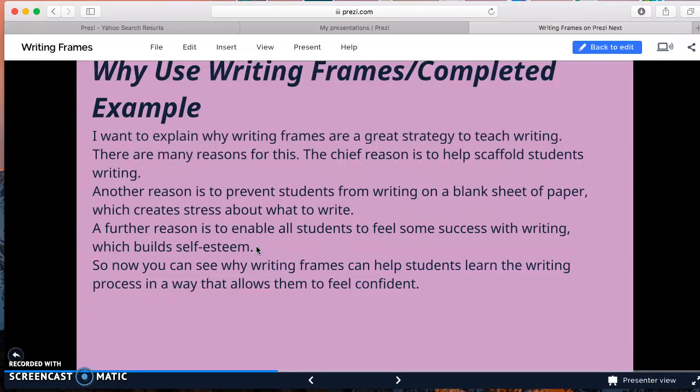So now you can see why writing frames can help students learn the writing process in a way that allows them to feel confident." I can honestly say that using this writing frame actually helped me better understand why it's important to use writing frames. It was laid out to where I could give one reason after another, but vary the language a bit.